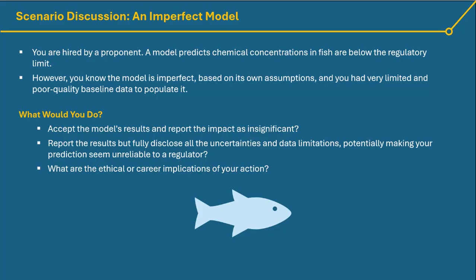A model predicts that chemical concentrations in fish are below the regulatory limit. However, you know that the model is imperfect and based on its own assumptions, and you've had very limited and poor quality baseline data to populate it. I want to hear from you what you as an honest broker would do. Would you accept the model's results and report the impact as insignificant? Would you report the results but fully disclose all of the uncertainties and data limitations, potentially making your prediction seem unreliable to a regulator?